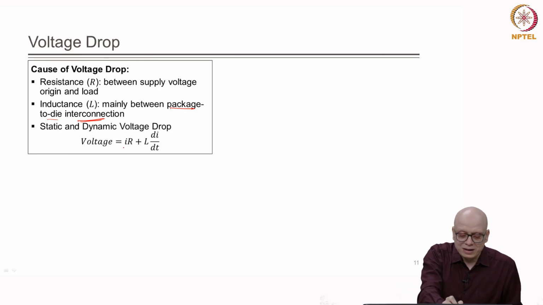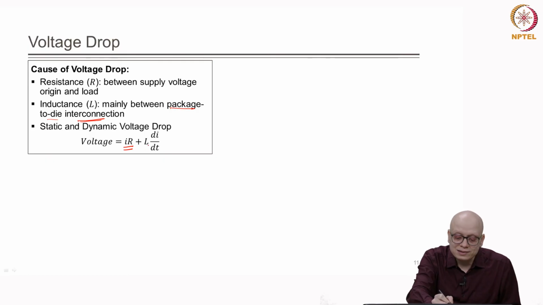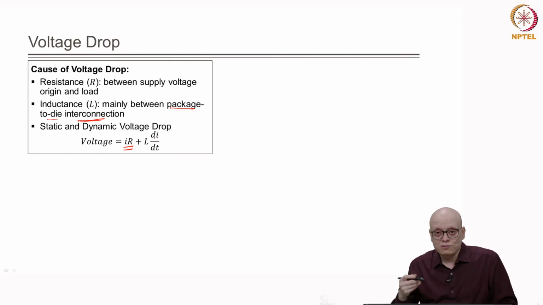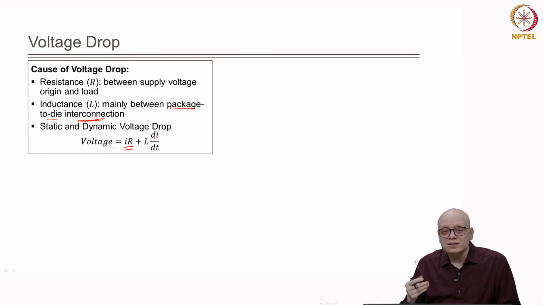The voltage drop will be IR, where I is the current and R is the resistance of the line, plus L di/dt. Whenever I is changing and there is an inductance, then because of L di/dt, there will be some voltage drop. This voltage drop can occur in the static stage, meaning when active computation is not being done, or also in the dynamic condition.